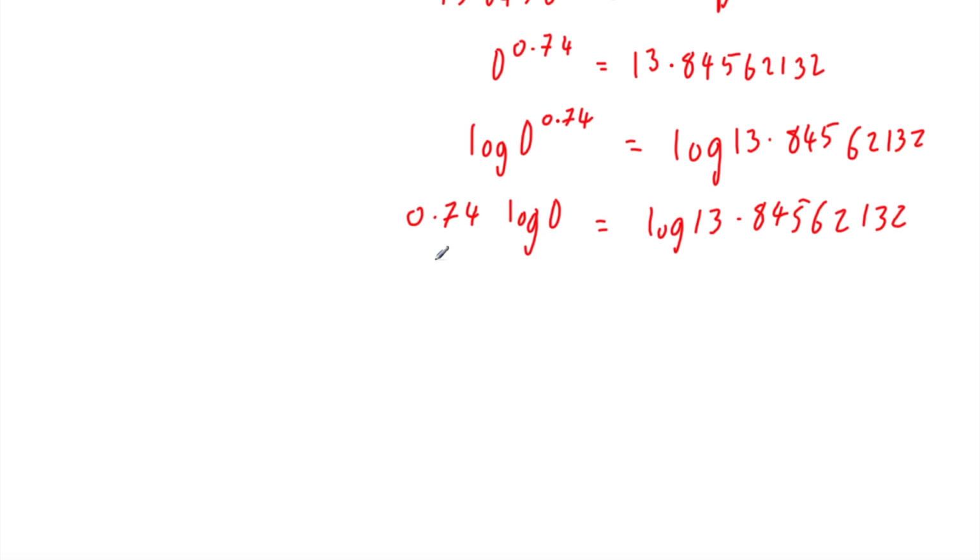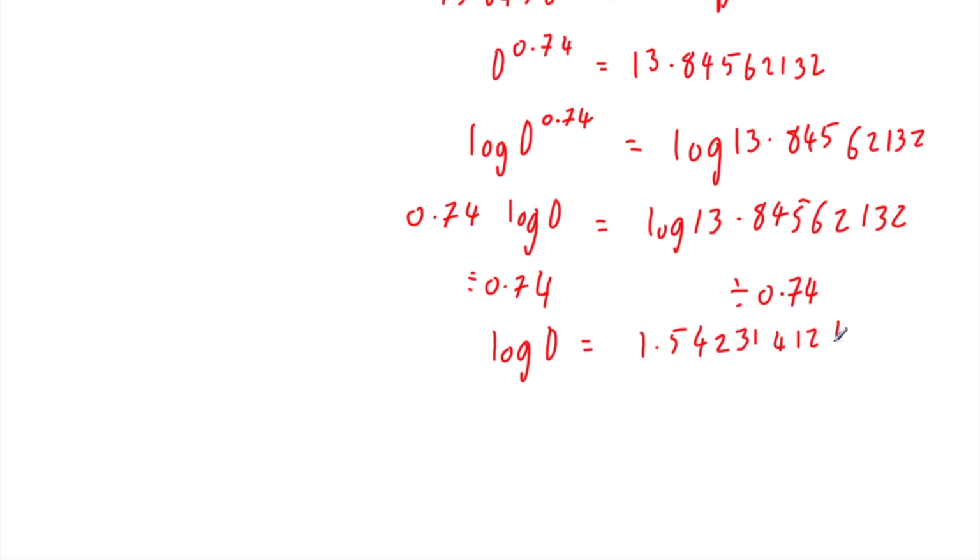Then we want to solve this, so we want to get the D on its own. So let's get rid of this multiply by 0.74. So I'm going to divide both sides of the equation by 0.74. On the left hand side, we'll be left with log D, and on the right hand side, 1.542314121. And we're nearly there. We just need to find out what D is now.